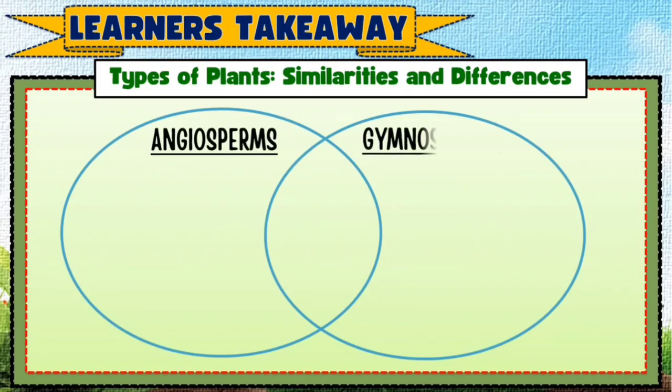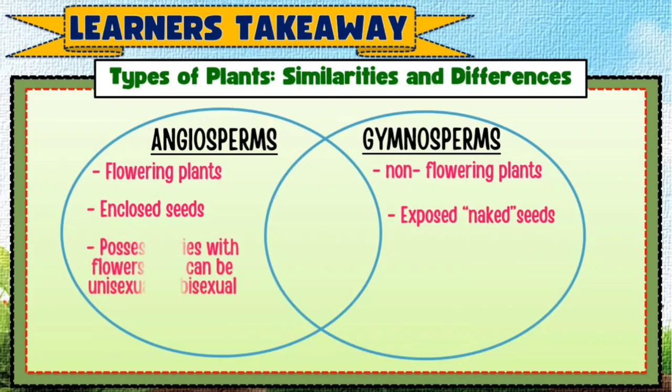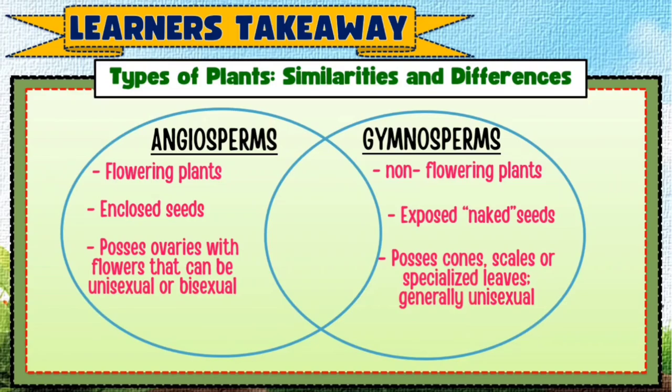So in angiosperms, we have flowering plants, while in gymnosperms, non-flowering plants. Next, in angiosperms, enclosed seeds, while in gymnosperms, exposed naked seeds. In angiosperms, it possesses ovaries with flowers that can be unisexual or bisexual, while in gymnosperms, it possesses cones, scales, or specialized leaves, generally unisexual.